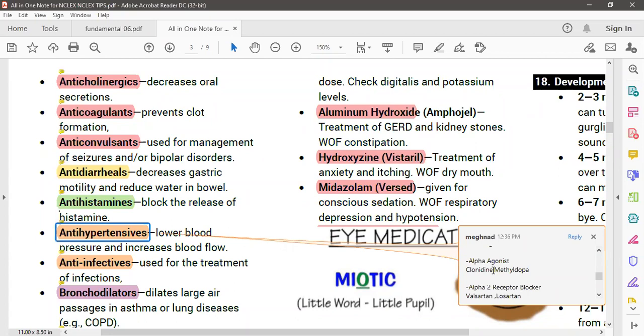Alpha agonists can also cause impotency, drowsiness, and dry mouth. Another medication class, the angiotensin II receptor blockers, we use valsartan or losartan. Losartan or valsartan can cause hypotension, hyperkalemia, and angioedema. Some patients complain of cough or renal dysfunction.